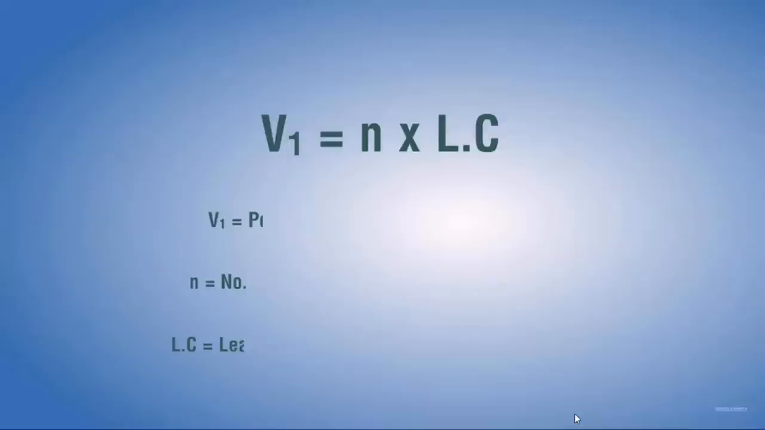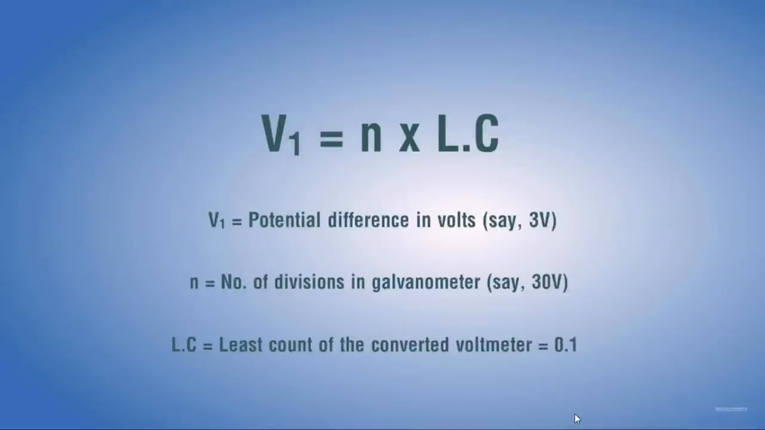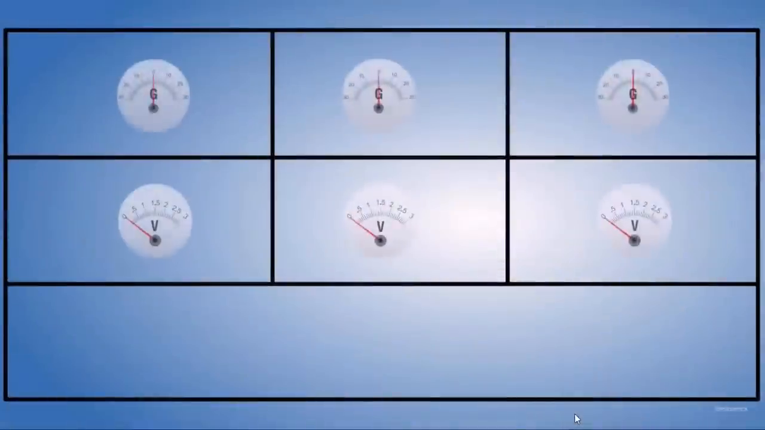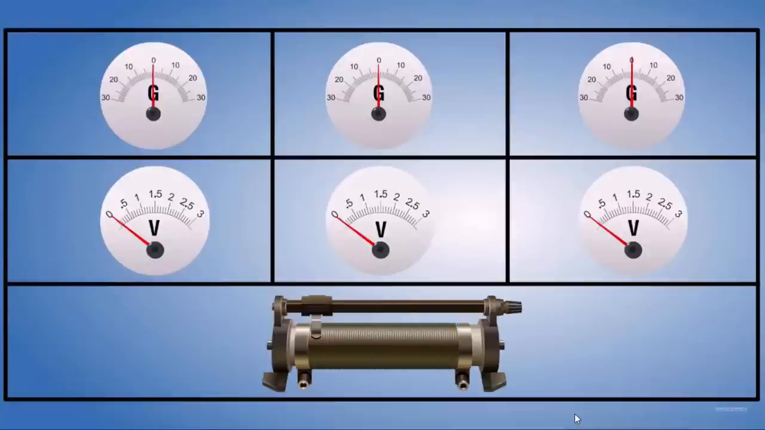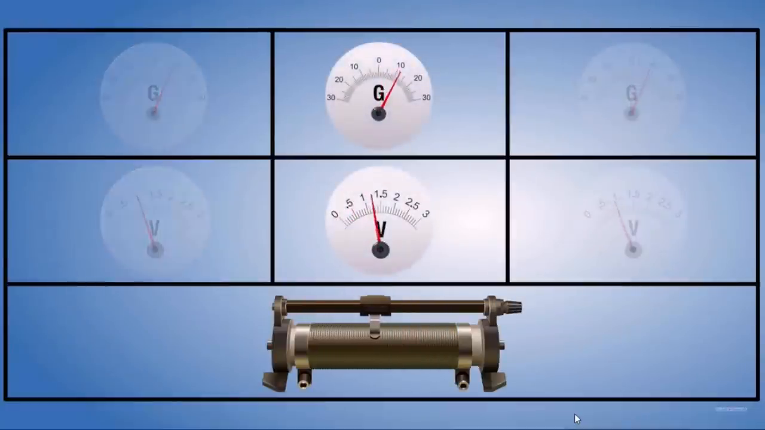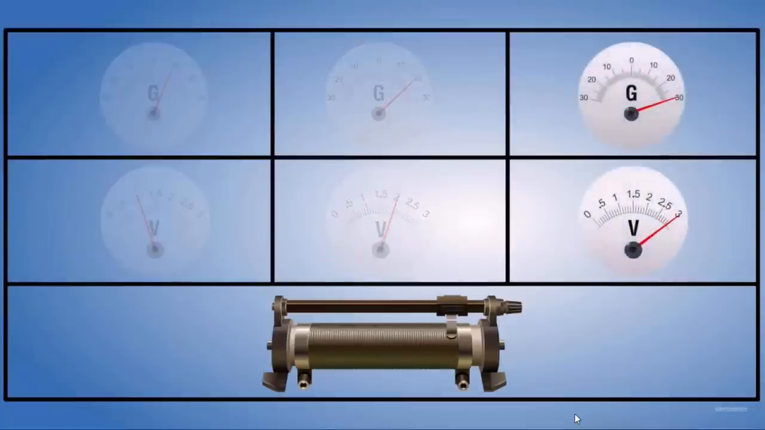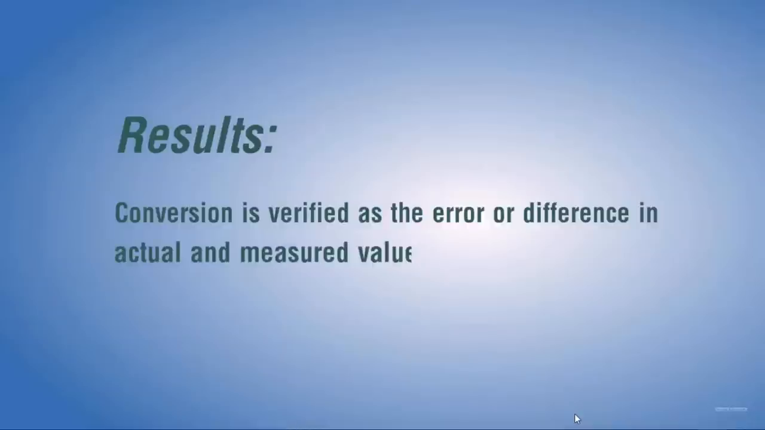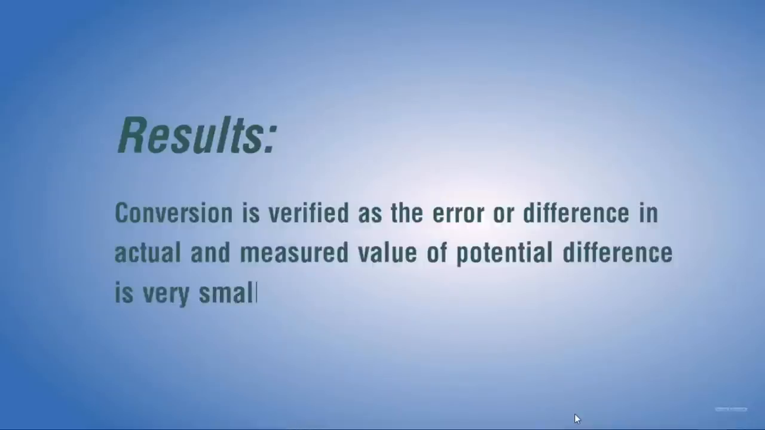Convert the galvanometer reading to volts using the relation V1 = N multiplied by the least count of the converted voltmeter, where N is the number of divisions in the galvanometer. Calculate the difference between the readings of voltmeter and galvanometer as the error. Move the rheostat slider and take a few more observations covering the whole range of voltmeter, that is 0 to 3 volts. Record your observations. Results: the conversion is verified as the error or difference in actual and measured value of potential difference is very small.